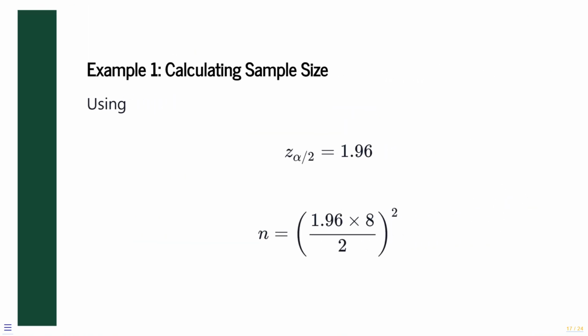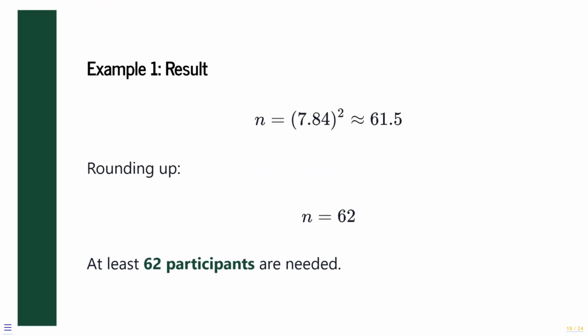Using the sample size formula, we substitute the values for the critical value, the standard deviation, and the desired margin of error. With a 95% confidence level, the critical value is 1.96. Substituting into the formula gives the sample size equal to 1.96 times 8 divided by 2, all squared. Carrying out the calculation gives a value of approximately 61.5. Because we must use a whole number and rounding down would produce too small a sample, we round up to 62. Therefore, at least 62 participants are needed to achieve the desired precision.